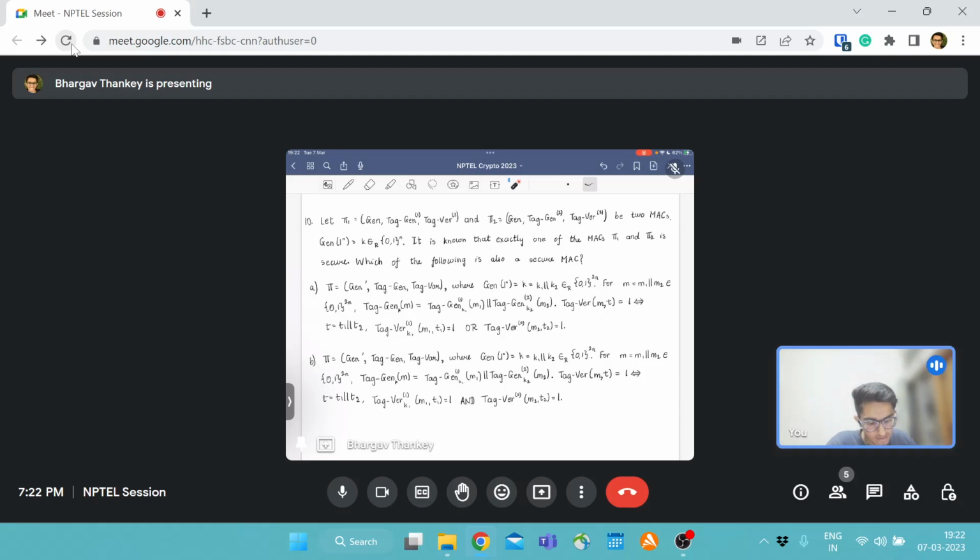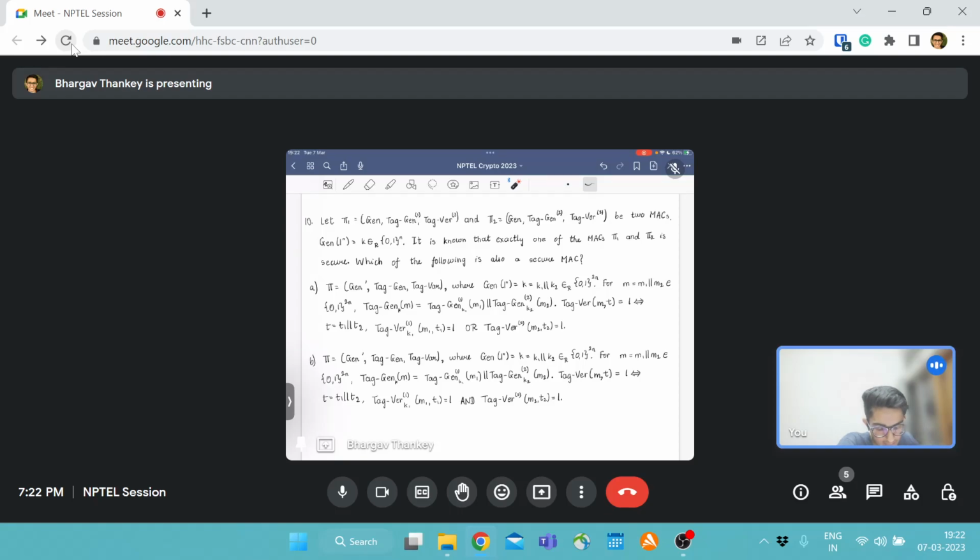So let pi1 be defined as (Gen, Tag generation, Tag verification) with subscript 1, and pi2 be the same with subscript 2, both MACs. What does a key generation algorithm do? It just outputs a random key, a string from {0,1}^n. Now, it is known that exactly one of the MACs, pi1 and pi2, is secure. So, which of the following two constructions are also secure?